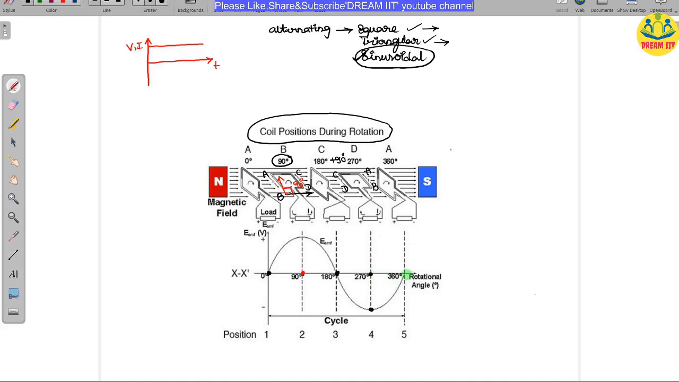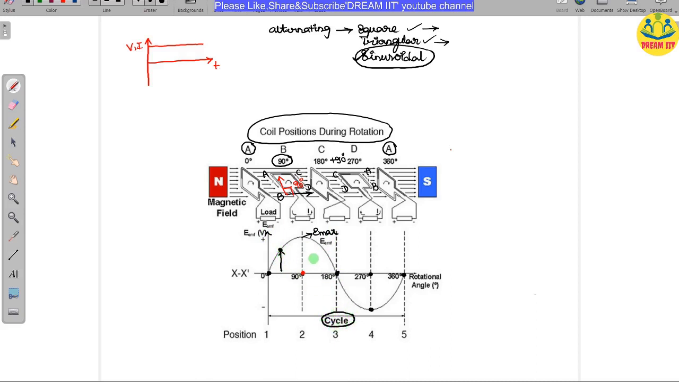After that, position A is repeated, which I have shown here. After 360 degrees you see the same position of A, and once again the induced EMF is 0. Some terminology is shown here. This is the maximum value, and at different points of time it has some magnitude. And you know the meaning of a cycle.